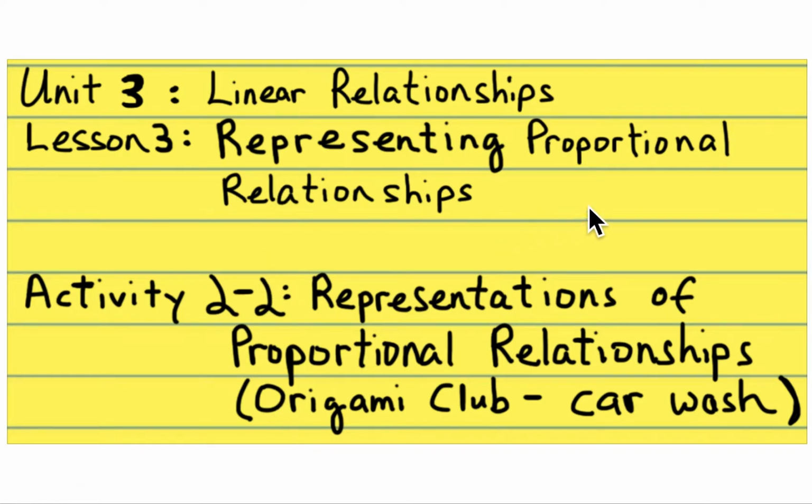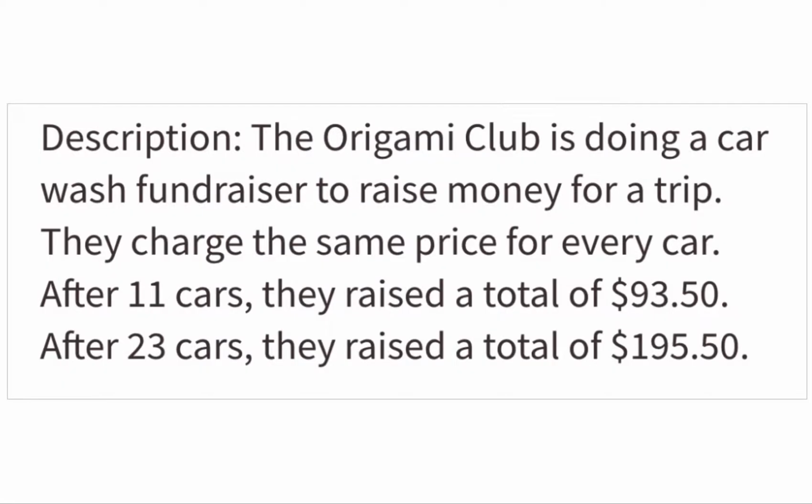This is lesson 3, representing proportional relationships. This is the second part of activity 2. So activity 2 is representations of proportional relationships. There are 4 representations that we talk about. And this is part 2. This is another example of those 4 representations.